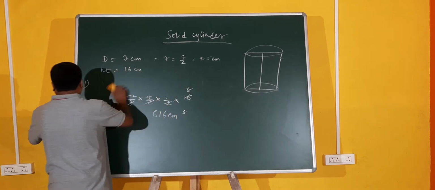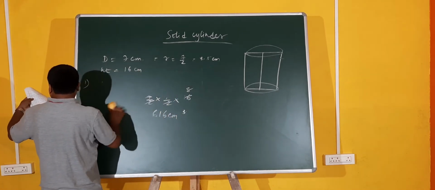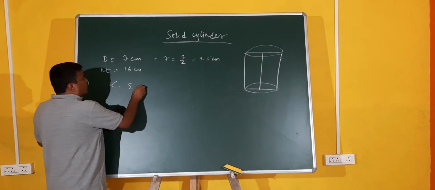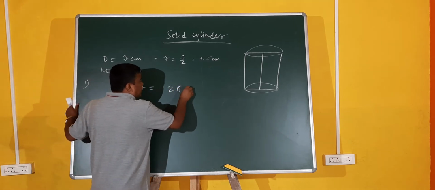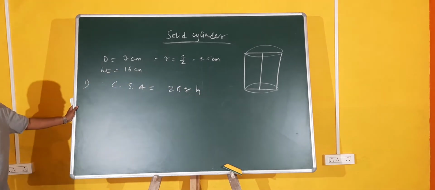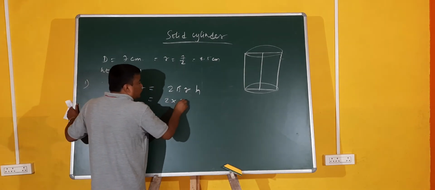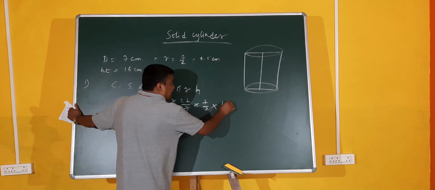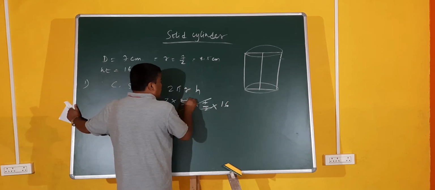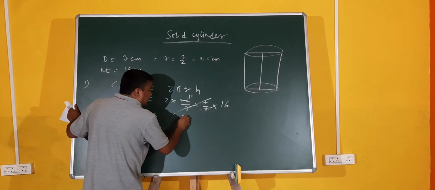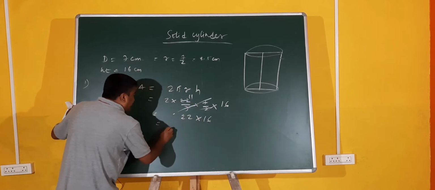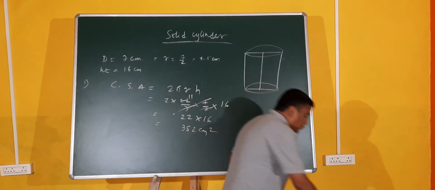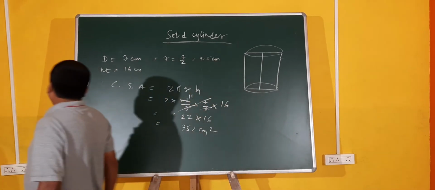Now next you have to find out curved surface area. Curved surface area for cylinder is 2 pi r h. Now 2 into 22 by 7 into 7 by 2 into height. Height is 16. This and this cancel. 2 11s are 22 into 16. If you multiply, you will get 352 centimeter square, which is curved surface area.